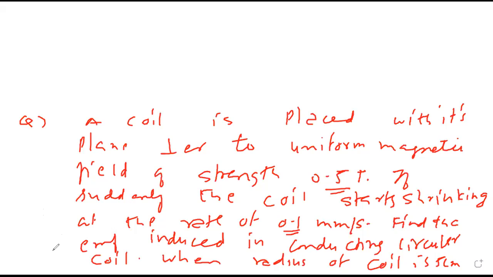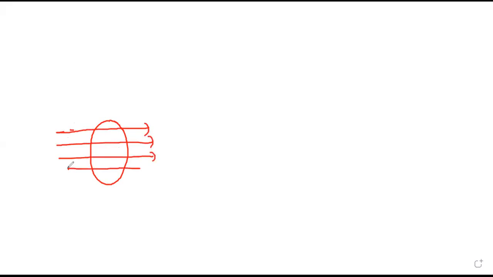Aryan, can you tell what is constant in the numerical? Sir, B is constant. Who is changing? Area. So initially, if this is the field with normal area, the field is 0.5 Tesla, then this coil is shrinking, they are telling. Shrinking means it is decreasing. At what rate?